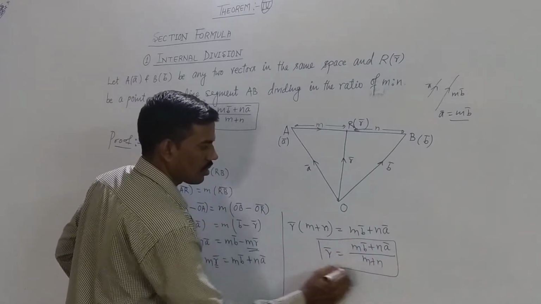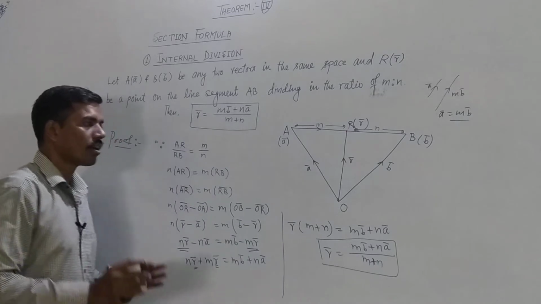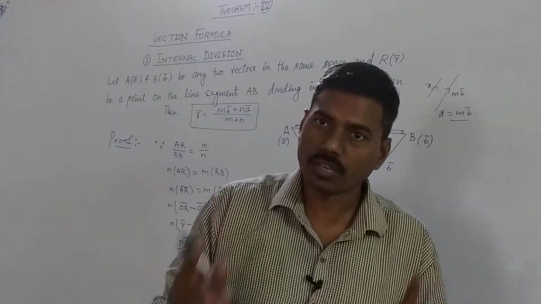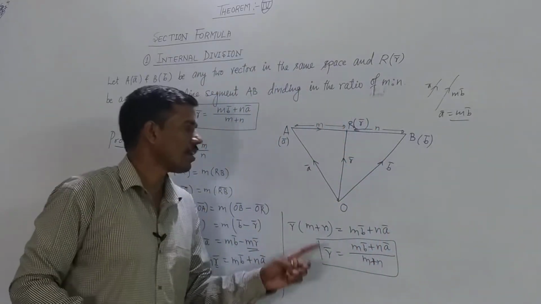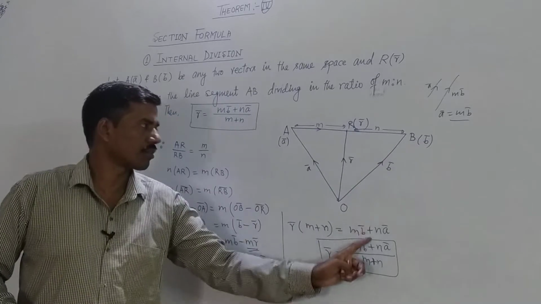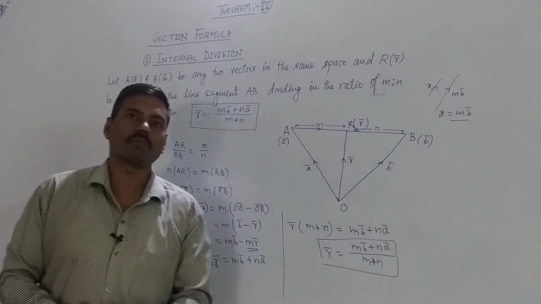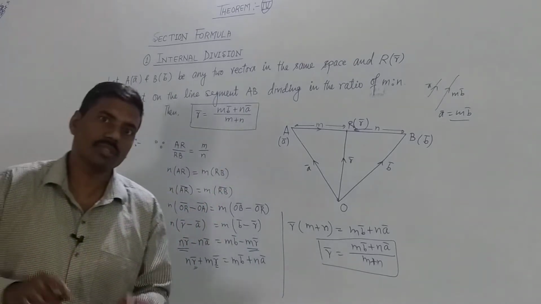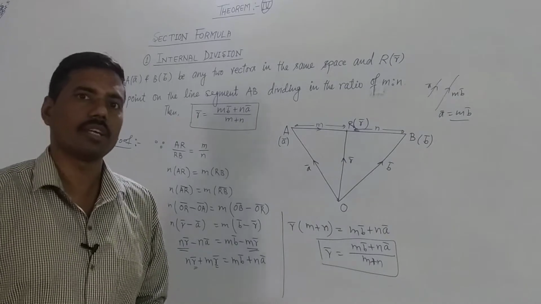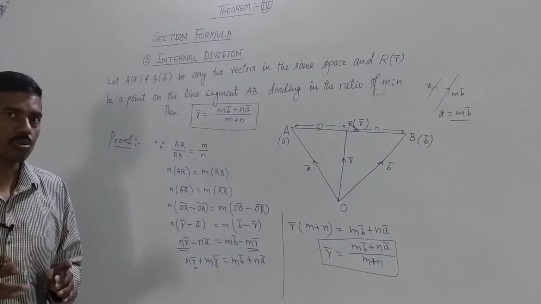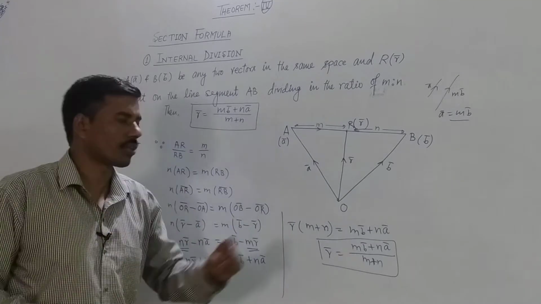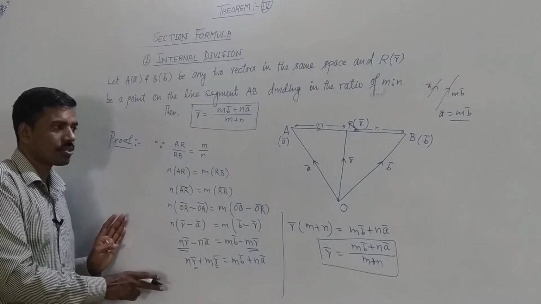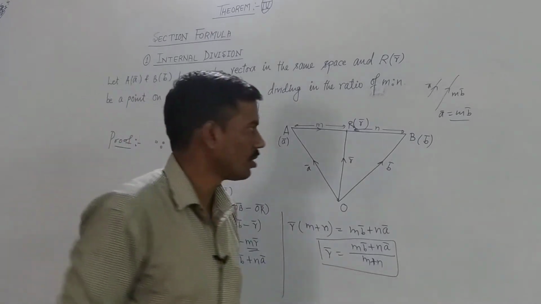In this way we can find the position vector of point R which divides the given line segment AB in the ratio of m is to n, as m into vector B plus n into vector A whole divided by m plus n, whose endpoints are A and B with position vectors vector A and vector B. Okay, clear students? This is your position vector. So please make a note.